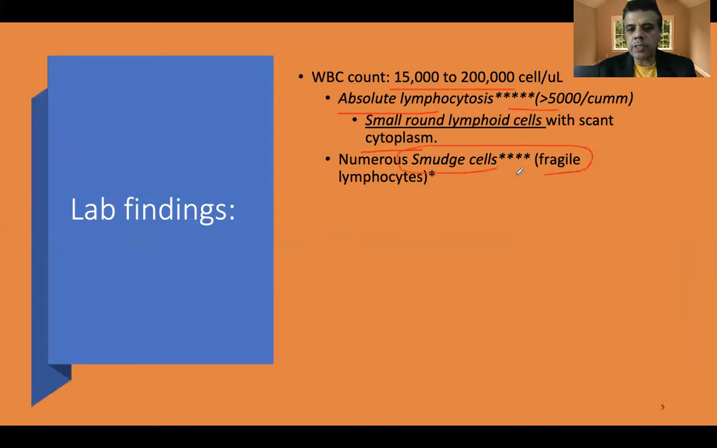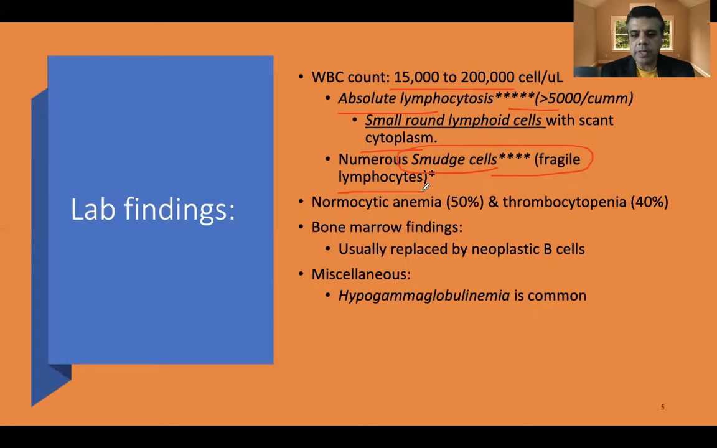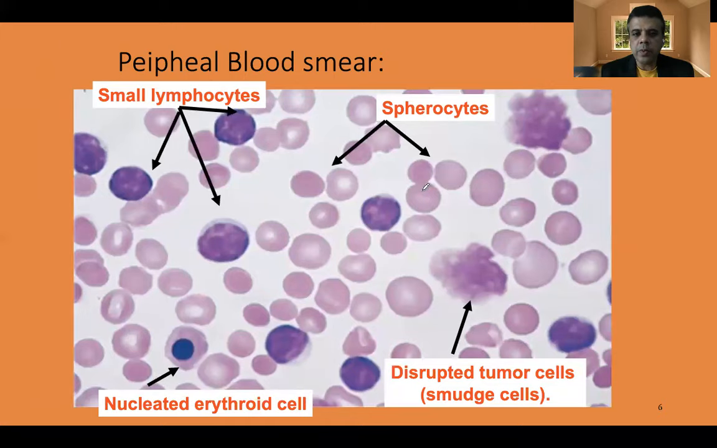Many of these neoplastic cells become fragile. So while preparing the peripheral smear, the cytoplasm gets frayed away, and they have a very irregular, frayed margin. That is called a smudge cell. Normocytic anemia and thrombocytopenia are seen. Bone marrow findings show replacement by neoplastic B cells. Hypogammaglobulinemia is a common feature.